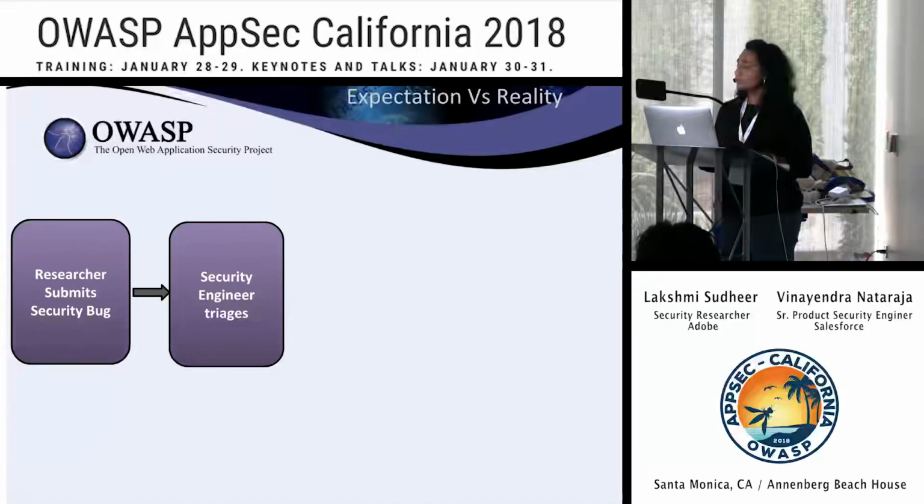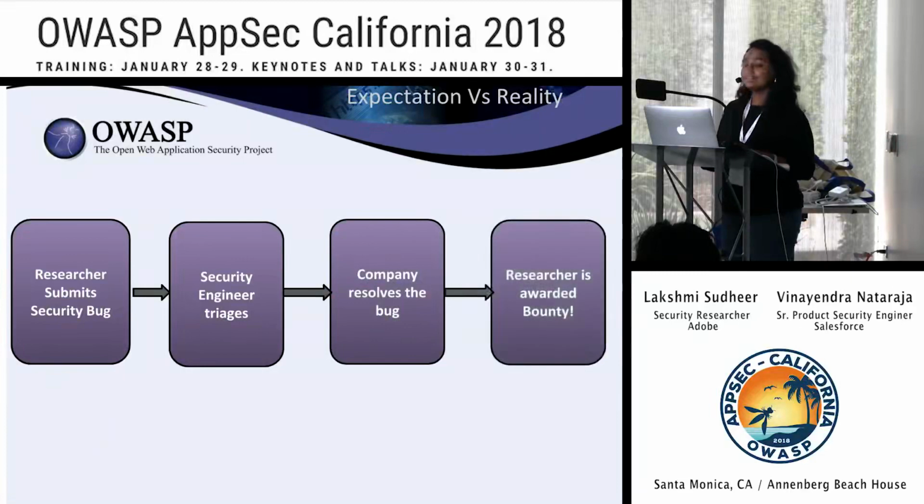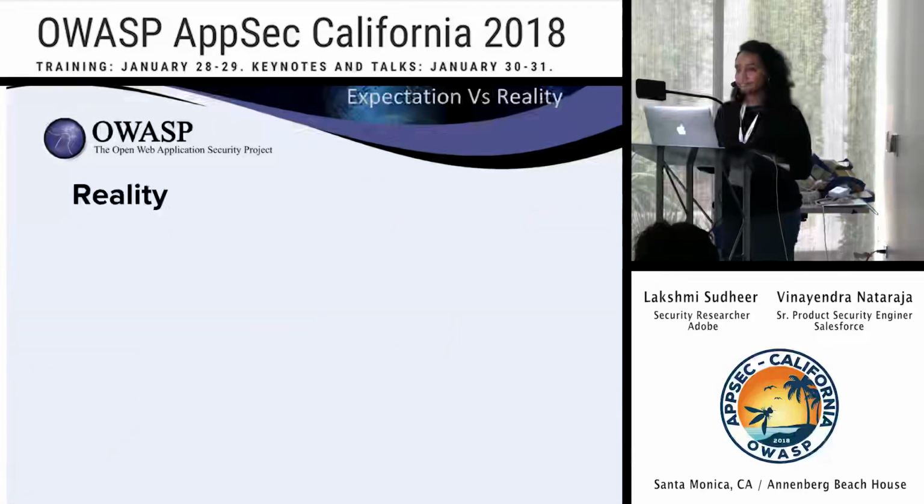Then the company resolves the bug, all good, and the researcher is awarded the bounty. Well, this is an ideal scenario. It never occurs, and this is just the expectation of how a smooth flow should be for a bug bounty program. But let's look at what happens in reality. In reality, the researcher submits a bug, still great.